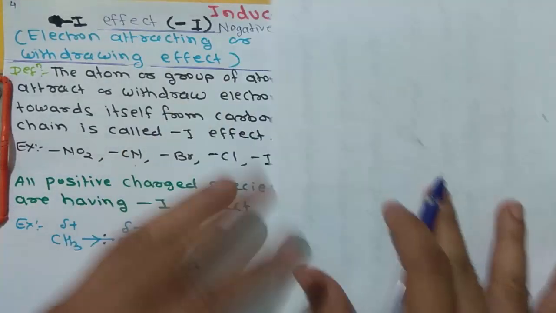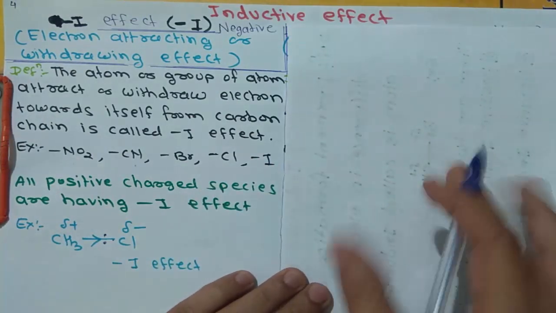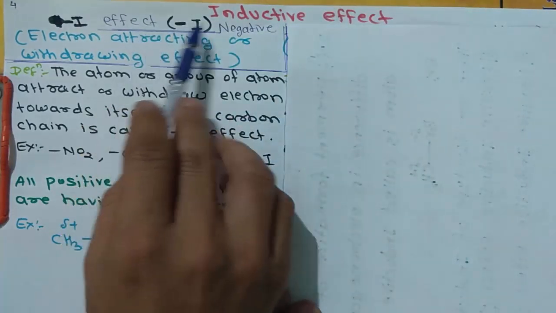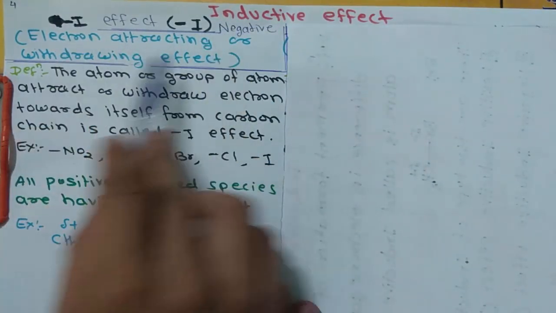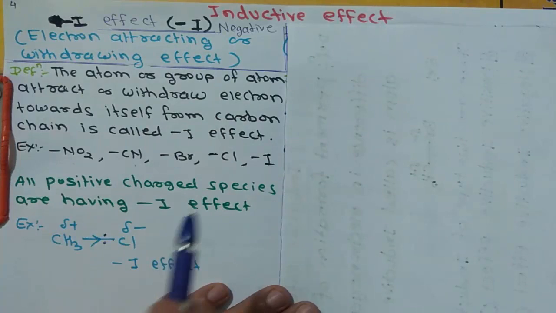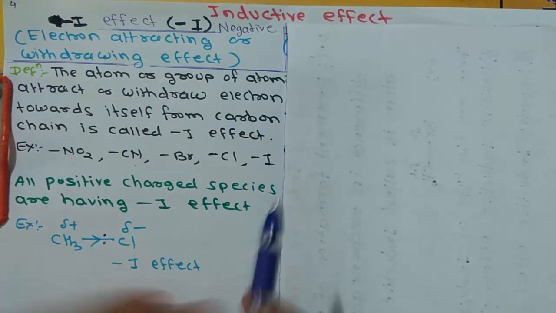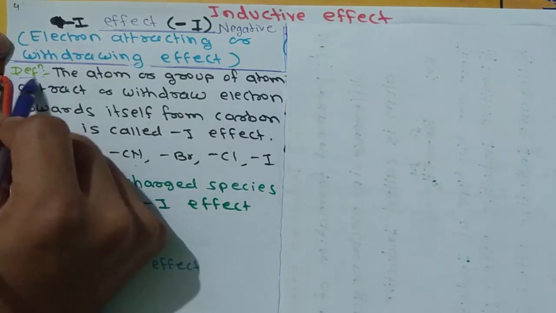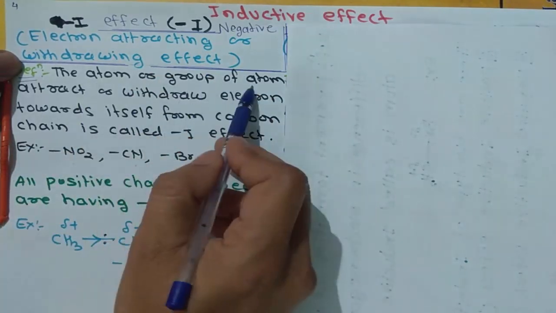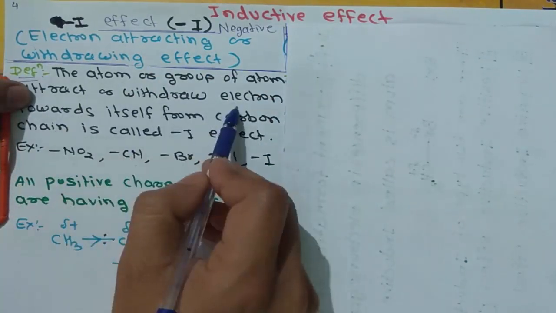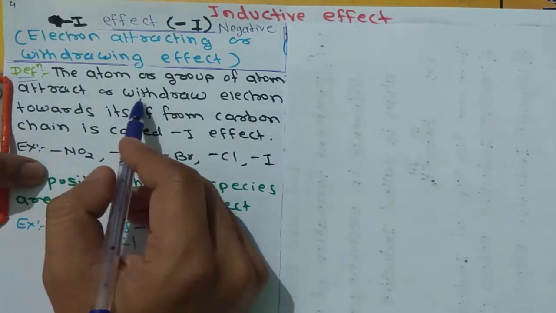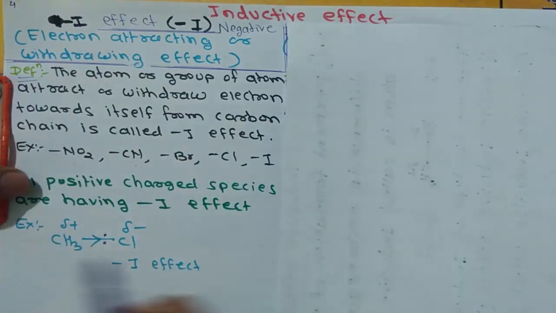First we can see the negative inductive effect. This negative inductive effect is also called the electron attracting or electron withdrawing effect. Let us first define what is meant by the negative inductive effect or minus I effect. The atom or group of atoms which attracts or withdraws electrons towards itself from the carbon chain is called the minus I effect.